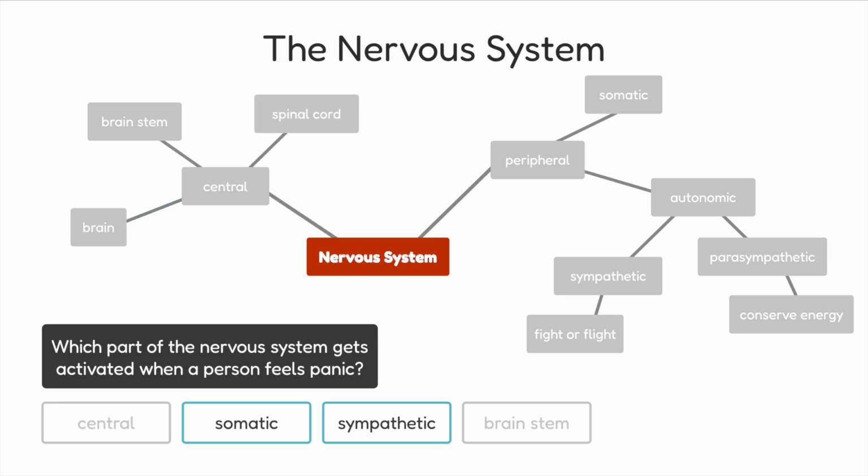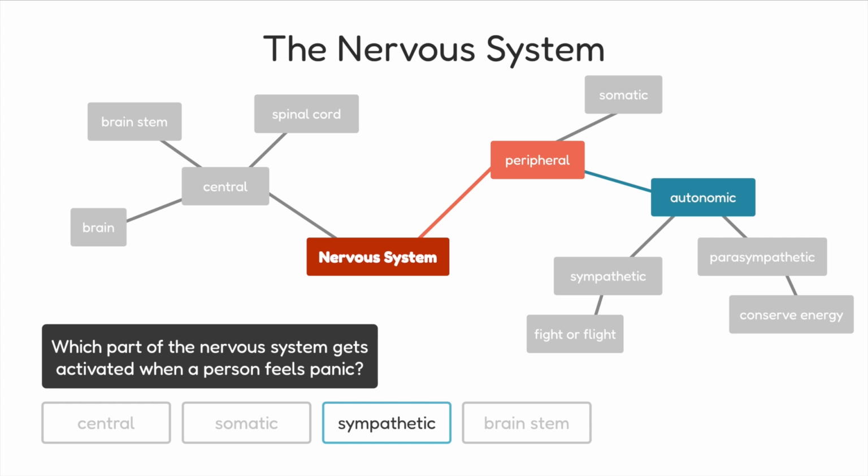On the right side of our bubble map, the main topic, nervous system, is connected to the subtopic, peripheral nervous system. And connected to peripheral are two further subtopics, somatic and autonomic. Somatic is an answer choice, but again, I don't see anything connected to it that reveals what system gets activated when a person feels panic. So let's set somatic aside too.